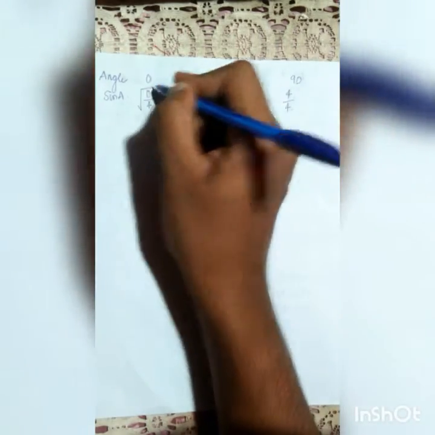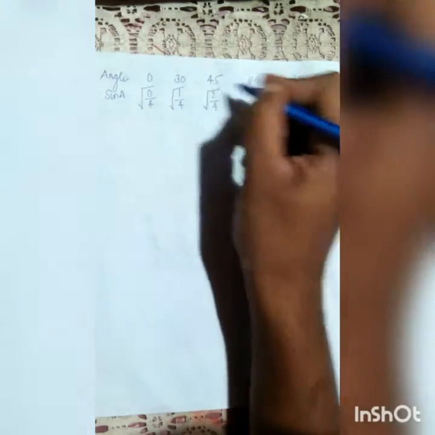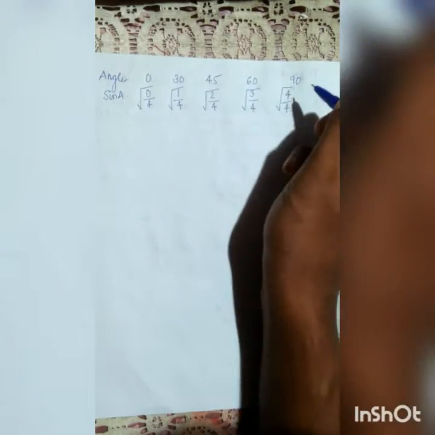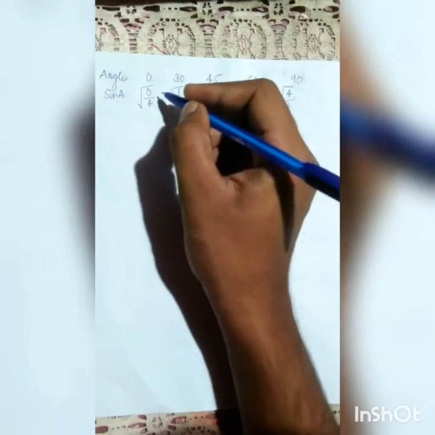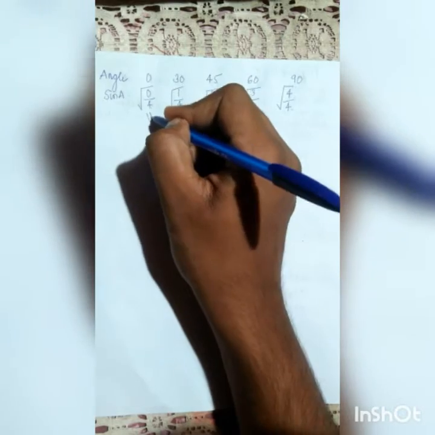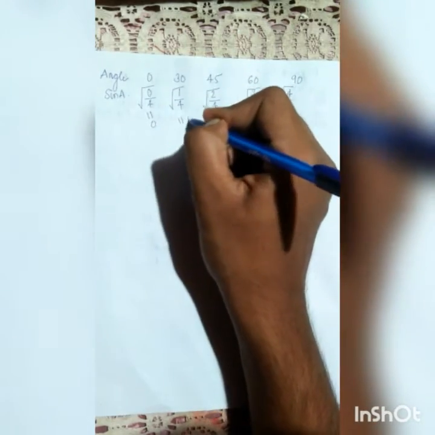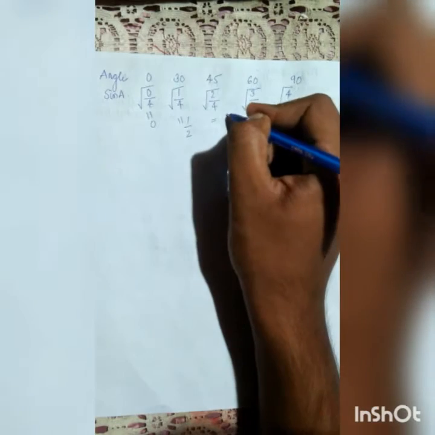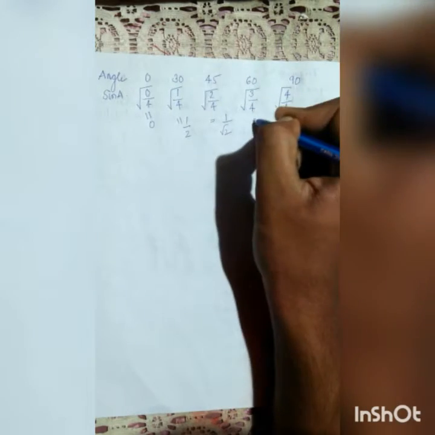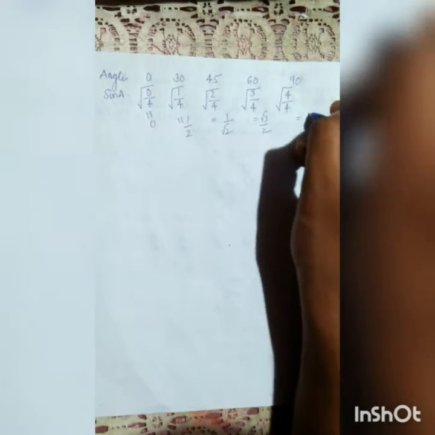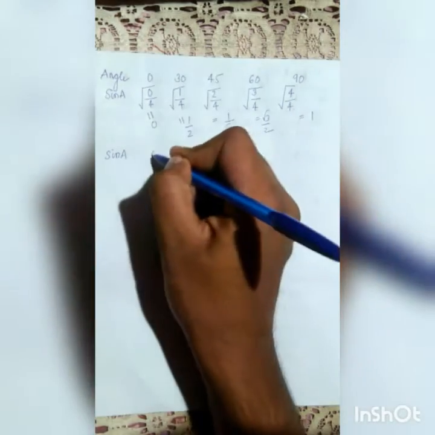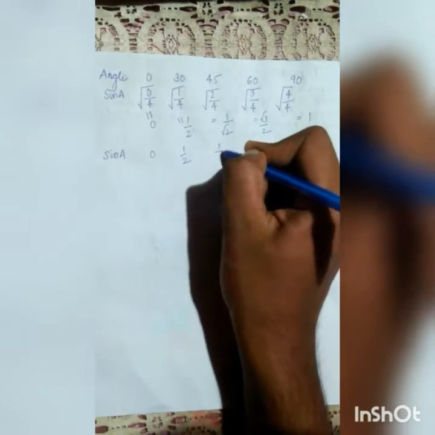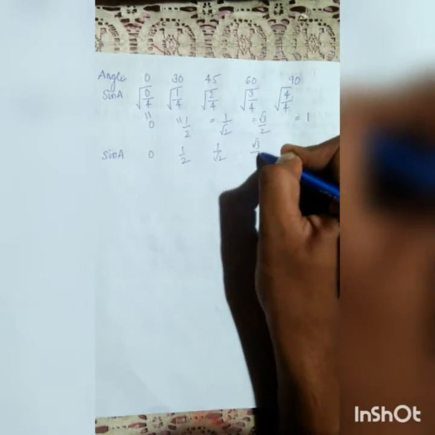So we have root 0 by 4, root 1 by 4, root 2 by 4, root 3 by 4 and root 4 by 4. Now we can write the answers of these. So we have root of 0 by 4 is equal to 0, root of 1 by 4 is 1 by 2, root of 2 by 4 is 1 by root 2, root of 3 by 4 is root 3 by 2 and root of 4 by 4 is 1. So we have sine values as 0, half, 1 by root 2, root 3 by 2, 1.